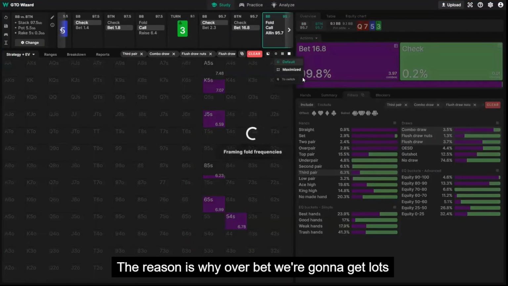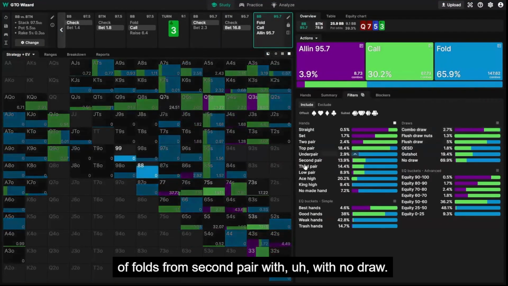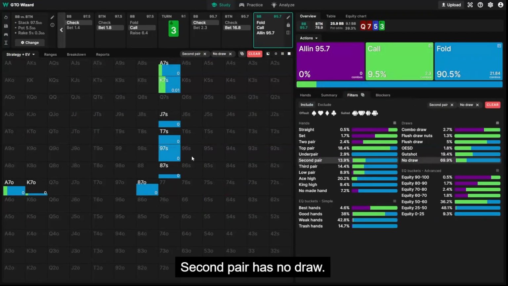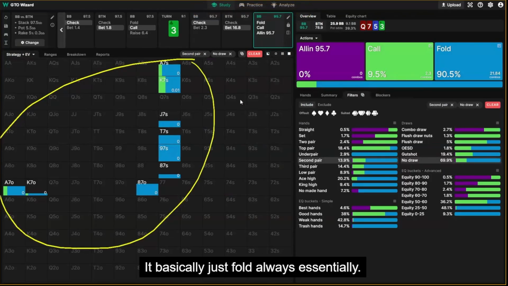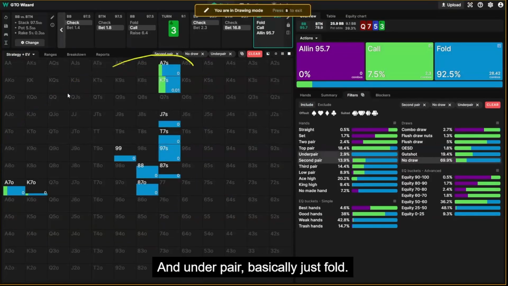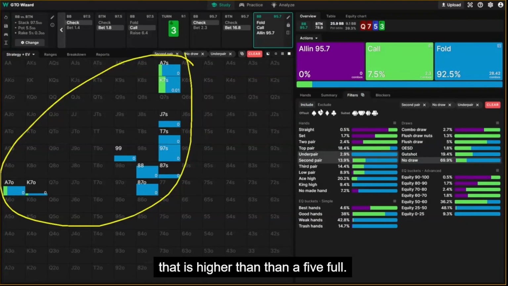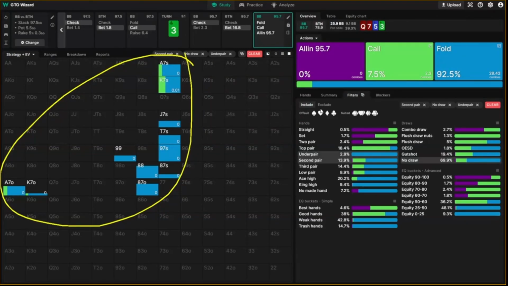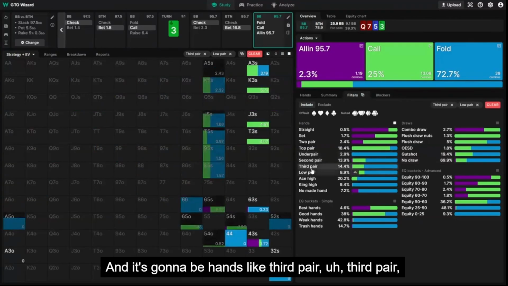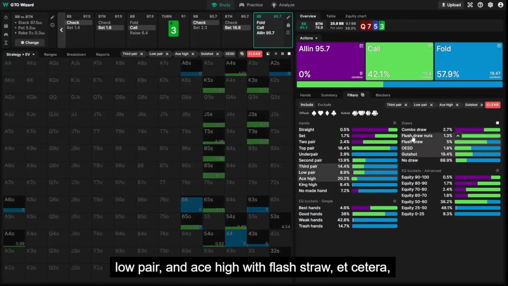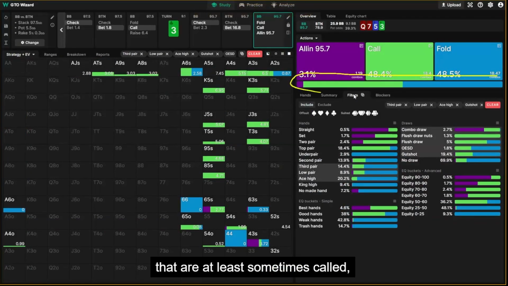The reason why: with an overbet, we're going to get lots of folds from second pair with no draw. If second pair has no draw, it basically just always folds, essentially. And under pair basically just folds. So actually, almost every single bluff catcher that is higher than a 5 folds. And there are going to be hands like third pair, low pair, and ace high with flush draw, etc., that are at least sometimes calling.